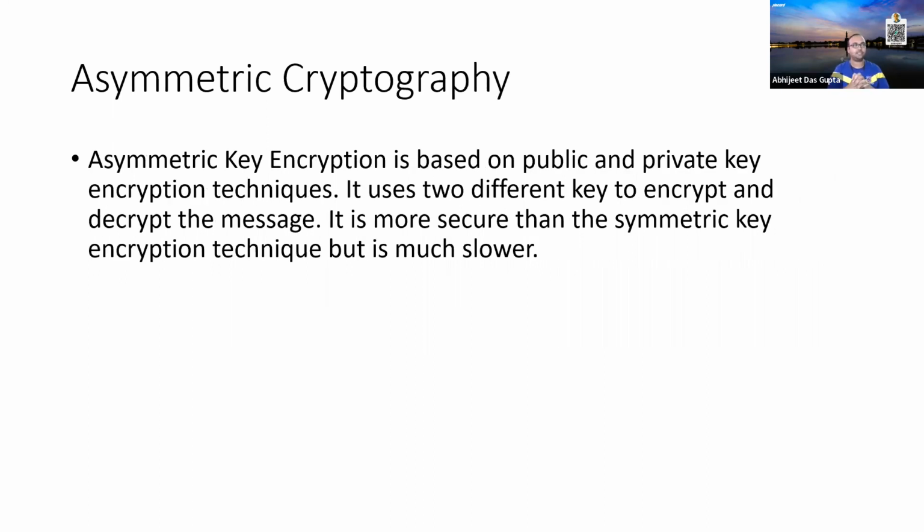The other mechanism that we would like to talk about is the asymmetric, wherein you have a key pair, and one key is used to encrypt the data, the other key is used to decrypt the data. So the key pair that we generate is usually called a public private key pair. The public key is used to encrypt, and the private key is used to decrypt.